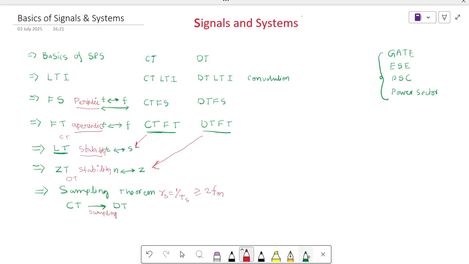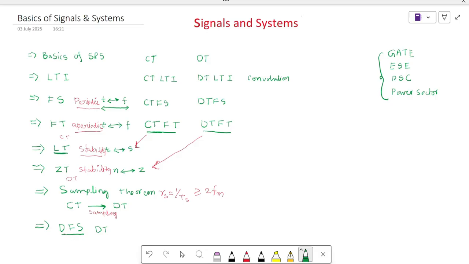Then the last topic relates to digital signal processing. In digital signal processing, we are going to learn another technique, that is the discrete Fourier series. The discrete Fourier series is related to discrete time. Already for discrete time we have the discrete time Fourier series. Again for discrete time, we are going for the Fourier series.